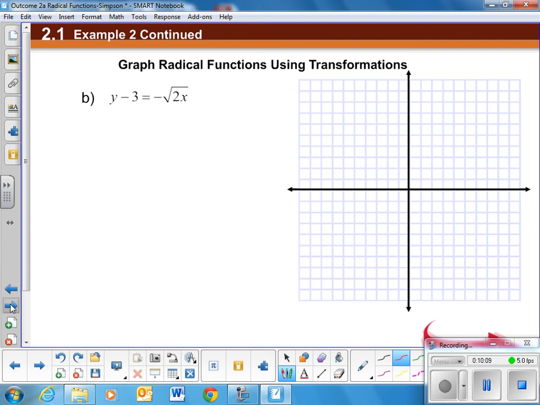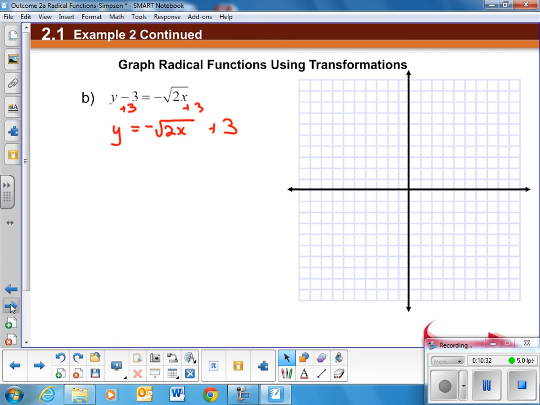Here's another one. y minus 3 equals negative root 2x. The first thing that we want to do is rewrite this in the form that we're used to. So we're going to add 3 to both sides. We end up with y equals negative root 2x, and that plus 3 is outside of that function.